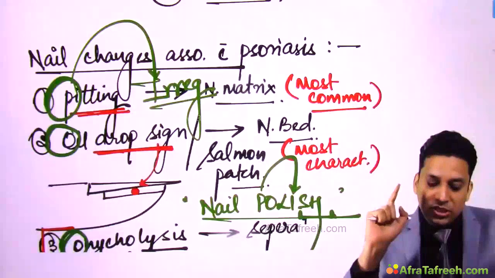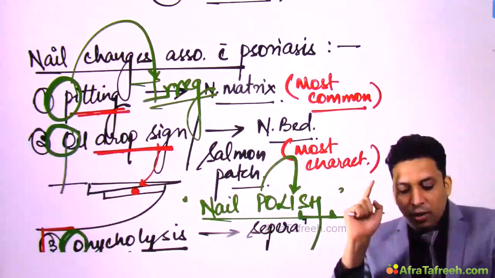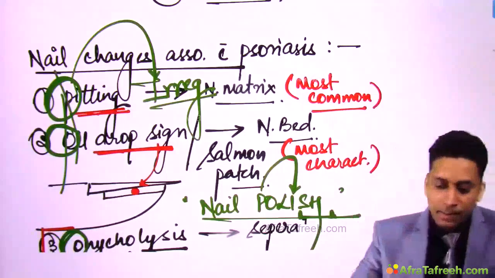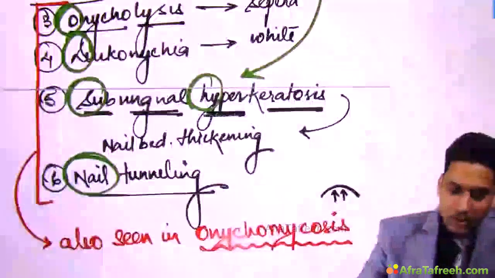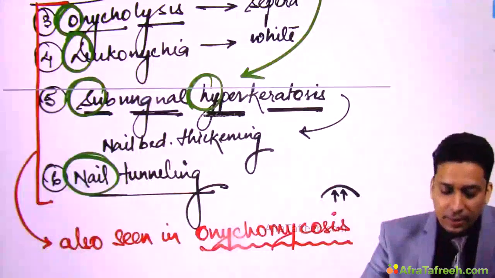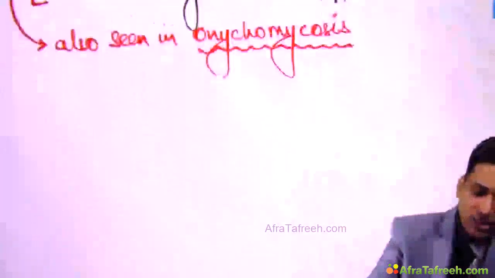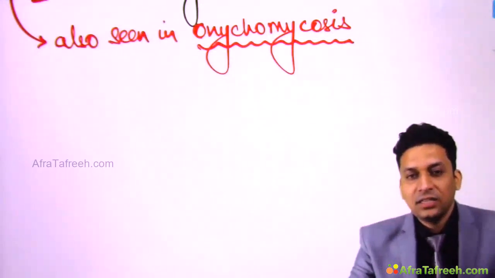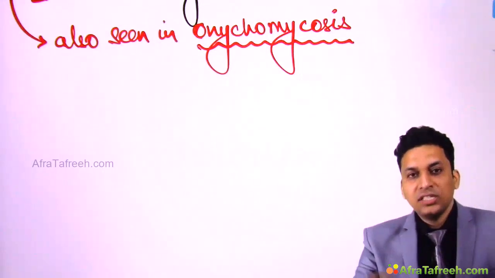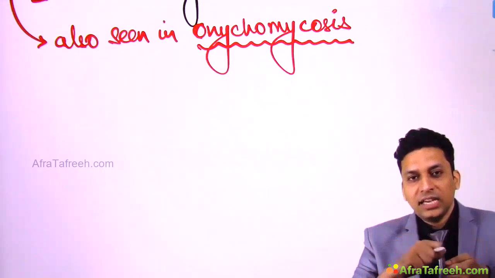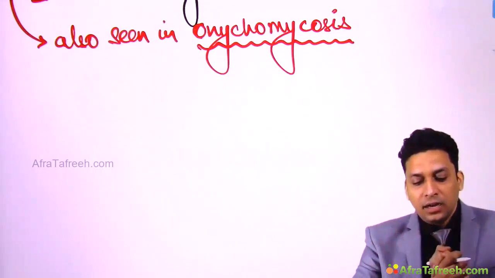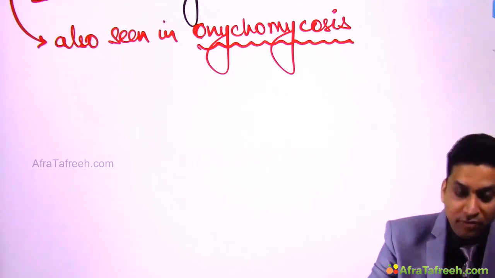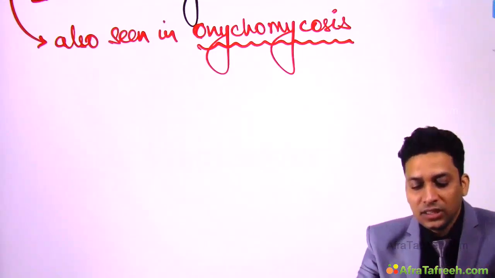So remember these changes: pitting, which is irregular, oil drop sign, then leukonychia, onycholysis, subungual hyperkeratosis, and nail tunneling. Now these last 4 nail changes are also seen in onychomycosis. But how to differentiate from psoriasis? Remember that this is due to fungal infection. So you can do one very simple thing: take a KOH mount, and you will find fungus in the KOH mount. So if you find these changes in either psoriasis or onychomycosis, simply do a KOH mount.